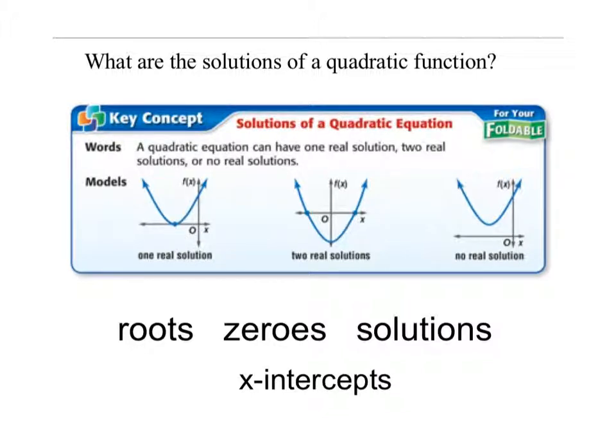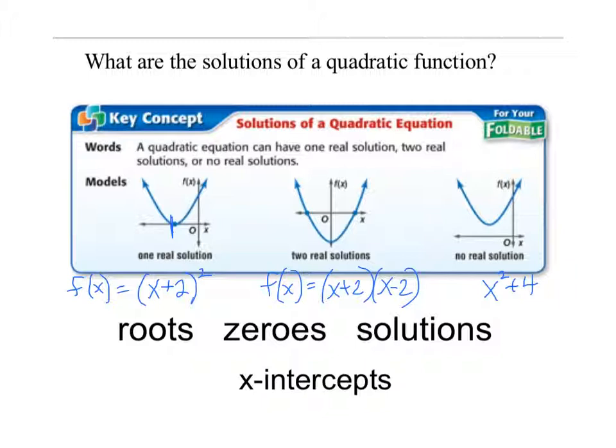So for instance, on this one, it might be x plus 2 quantity squared. Because at x is negative 2, there are two real roots there. It's like a perfect square. Two real solutions would be just like you had x plus 2 and x minus 2. You would have two solutions that make that true, so it crosses the x-axis in two places. No real solution means that the graph does not cross the x-axis, something not factorable, so that the solutions to this are not real.